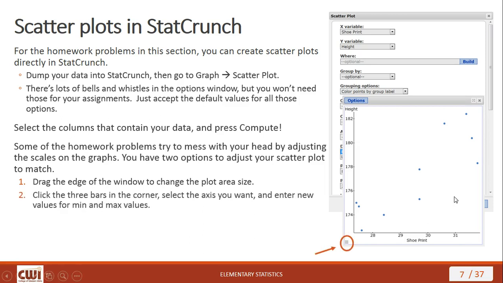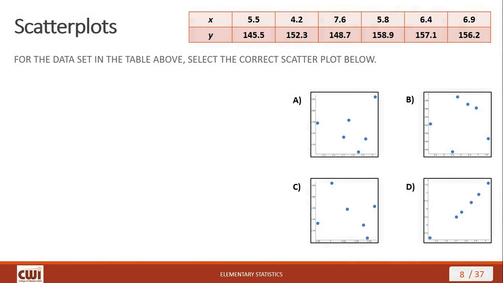Second, there's these three bars that you see in the lower left-hand corner. If you select those three bars, so you left-click it with your mouse, you're going to go into a menu where you can select the axis that you want, the x-axis or the y-axis, and then an options window will appear where you can enter in new values for your axis. So you can tell it where to start, where to end up, and you can change the values to match what you see in the answer options for your assignment.